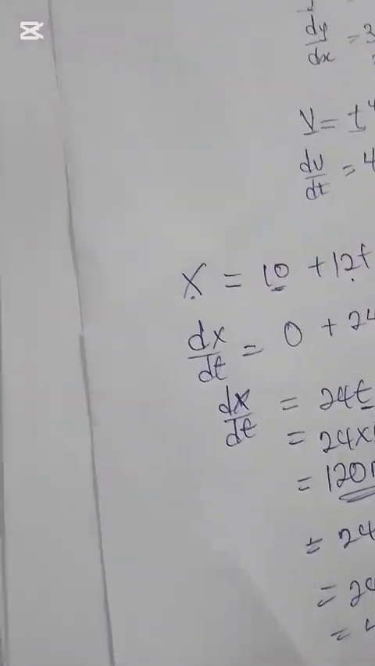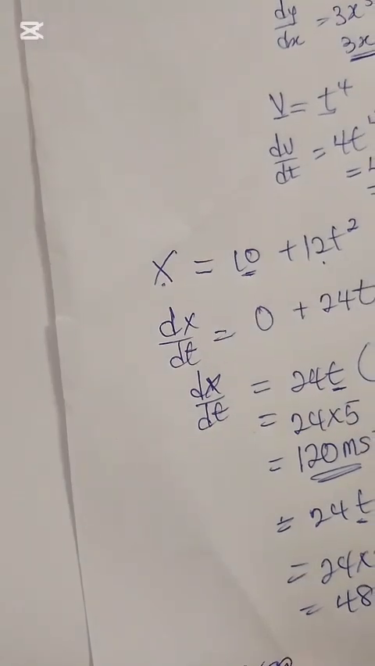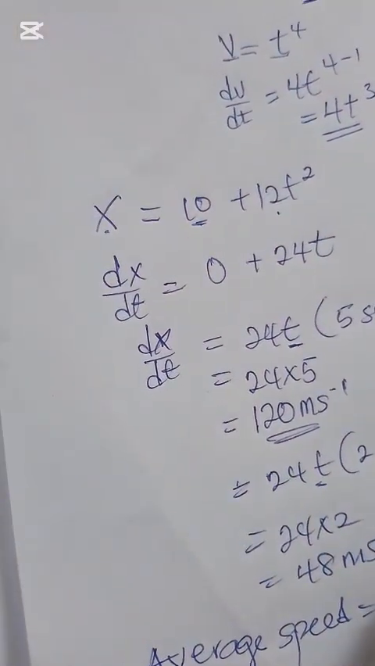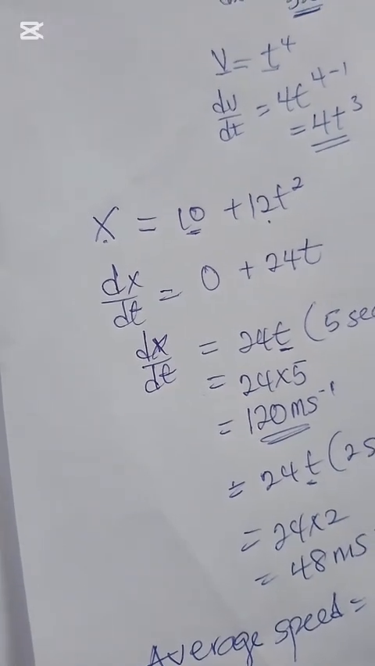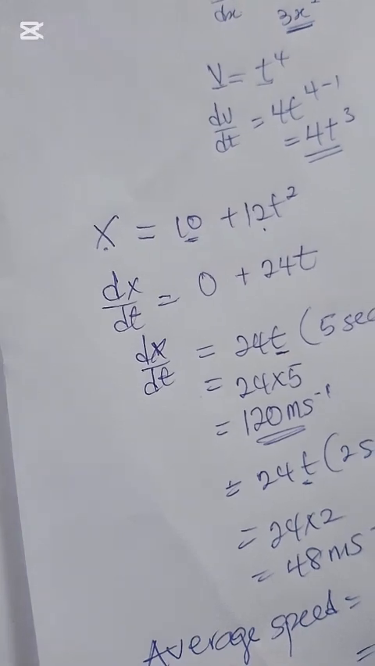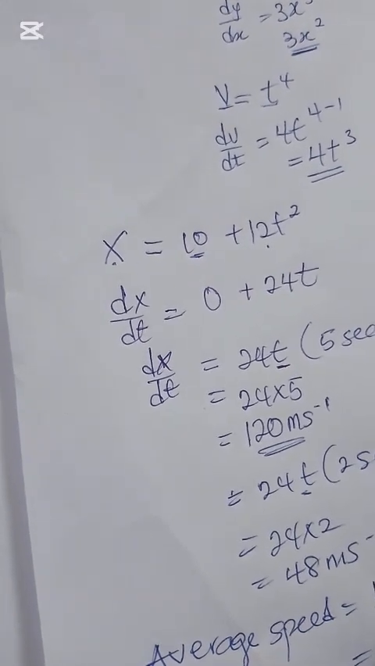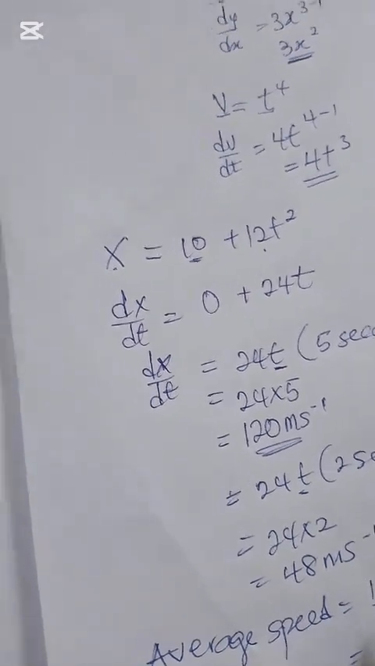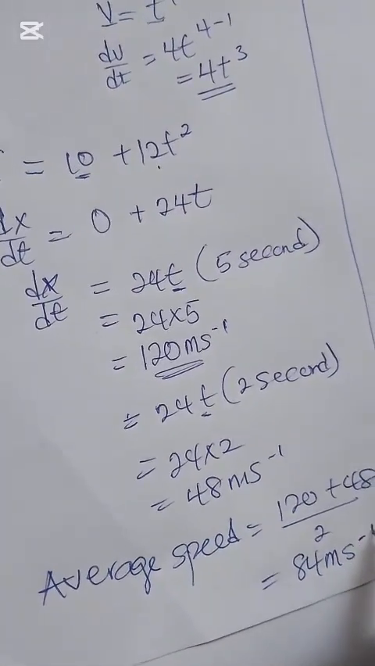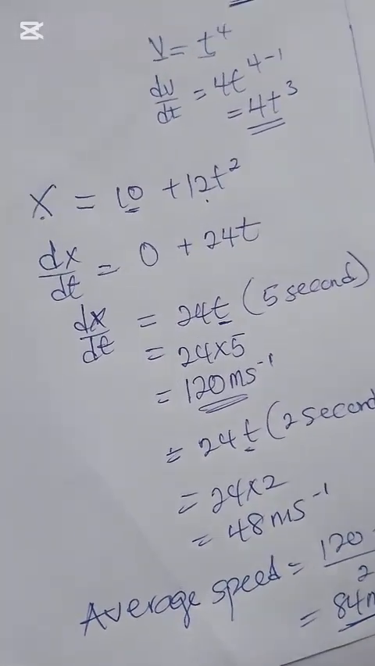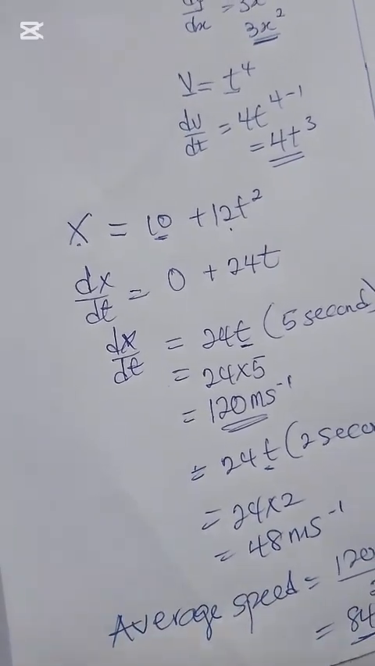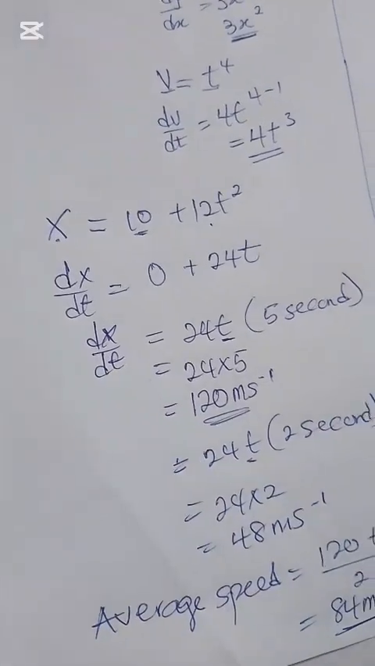And we are asked to look for the average speed. What is average? Average speed here becomes 120 plus 48 divided by 2. If you add 120 to 48, we are going to have 168. If you divide 168 by 2, we have 84 meter per second. That is how you solve questions like this. If any of the equations of motion cannot solve it for you, just differentiate it.